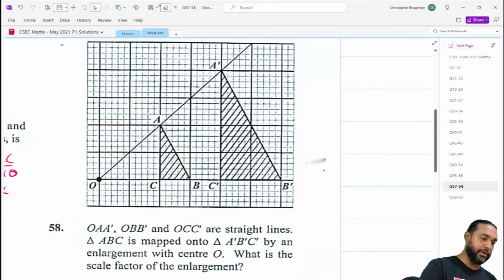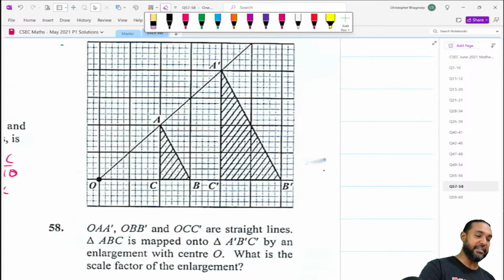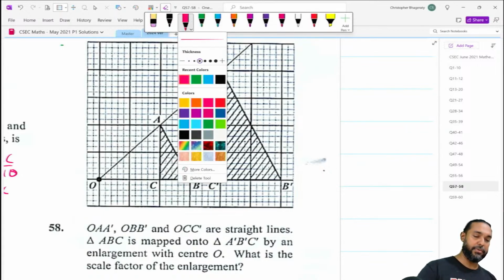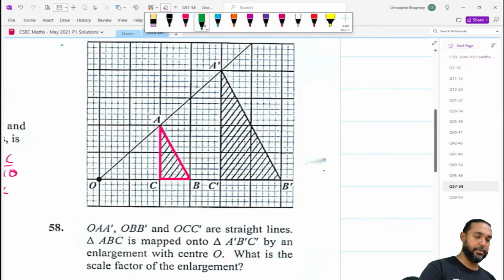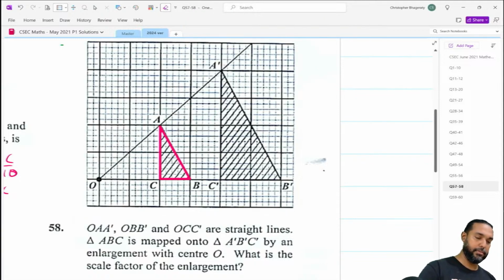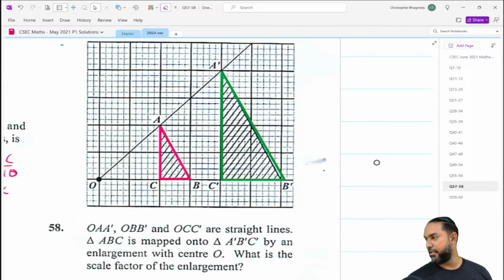Okay, 58 refers to the following diagram of an enlargement. All right, let me get some colors going here so we can see these things a bit more easily. Right, this one. Okay, so we see the green and pink. Right, so the pink is mapped onto the green by an enlargement.